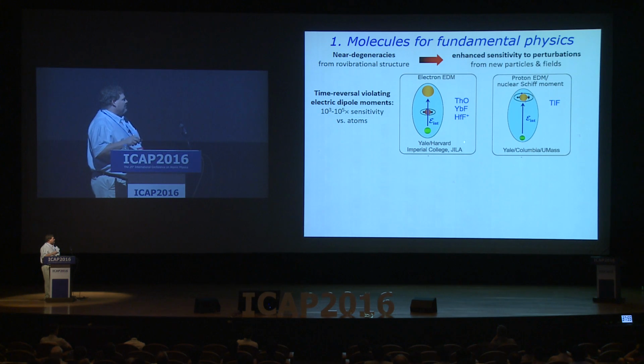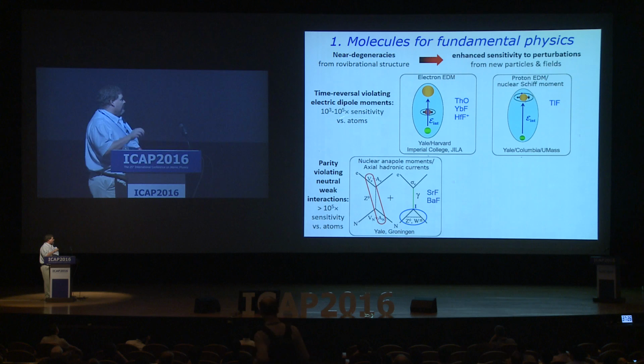Jerry Gabrielse talked about our collaborative work on the ACME experiment to look for the electron's electric dipole moment using thorium oxide molecules. I'll mention a bit at the end, there's also the possibility to look for the proton's electric dipole moment. And the key point here is that molecules give you an enhancement of factors of 1,000 or up to 100,000 relative to similar experiments with atoms in searching for this physics, which is really at the cutting edge of particle physics today. But this is not the only example.